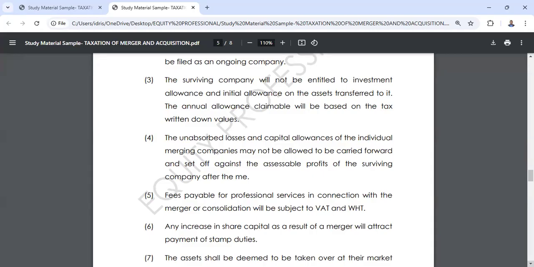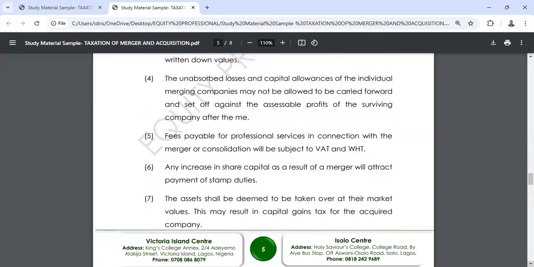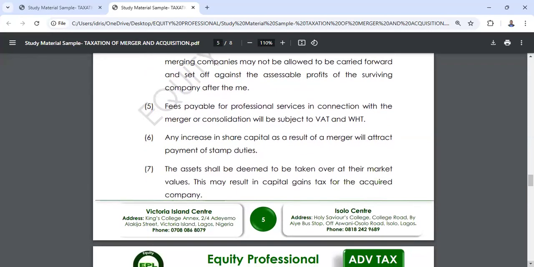Another tax implication is that fees paid to the professionals in connection with the acquisition will be subject to value added tax and withholding tax. When A acquires B, A will have an increase in share capital. That increase in share capital will attract payment of stamp duties.